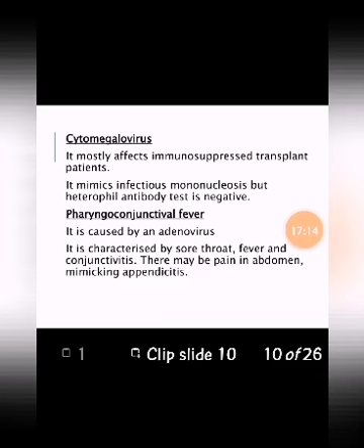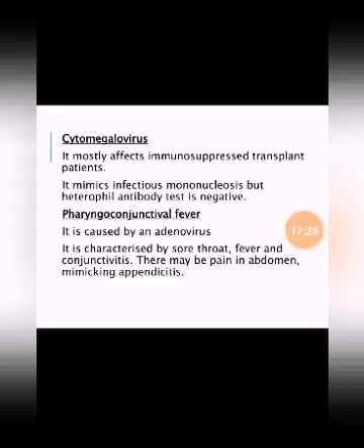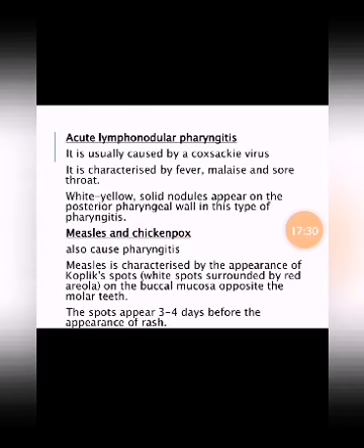Pharyngoconjunctival fever is also called adenovirus infection. It has sore throat, fever, and conjunctivitis. There may be abdominal pain as well, mimicking appendicitis. It is very different from the others: it has the same sore throat and fever, but conjunctivitis is present, and abdominal pain mimics appendicitis.